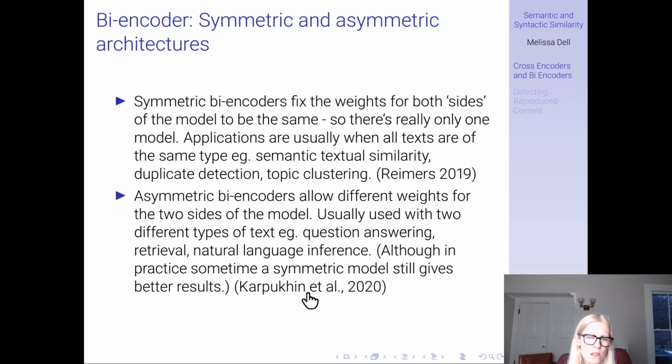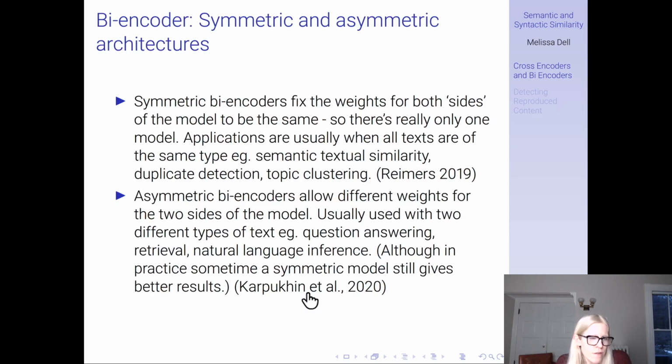Symmetric bi-encoders are usually deployed when all texts are of the same type. So things like semantic textual similarity: are these two texts saying the same thing, even though they're worded differently? So that would be something like detecting duplicate Quora questions, topic clustering, etc. So you have two texts and they're of the same type.